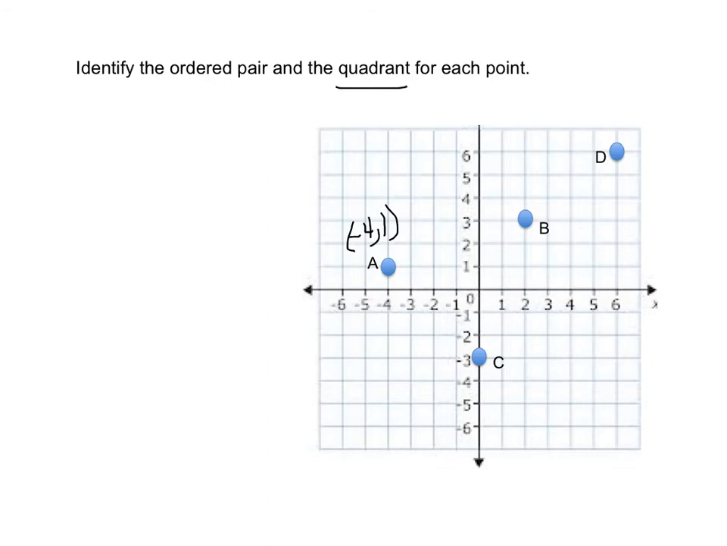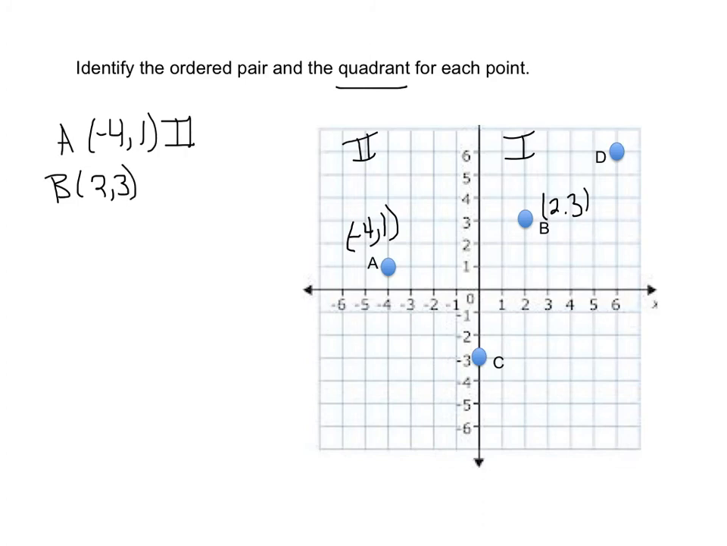And then if we're looking at the quadrant, if you remember this was quadrant 1 and 2, so A would be at negative 4, 1, and it is in quadrant 2. Why don't you try out the next 3 points on your own? Okay, point B is over 2 and then up 3. And then it is in quadrant 1.